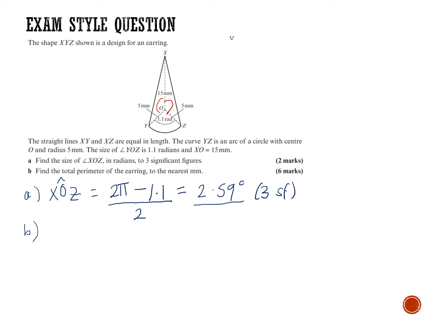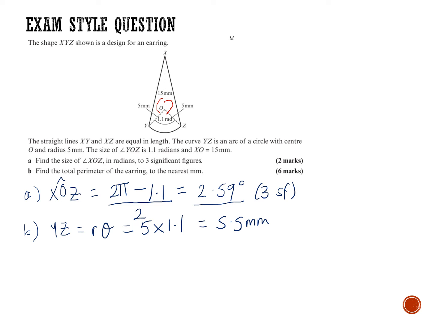Right, let's work out the YZ bit first. YZ is an arc length. Formula r theta. What's my r? 5. What's my theta? 1.1. So 5.5 millimeters. Nice and easy, that bit. Right, what's the other thing we need to find? We need to find the length XZ, same as the length XY.